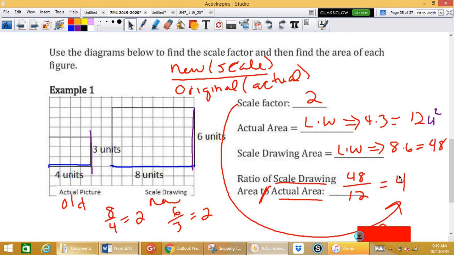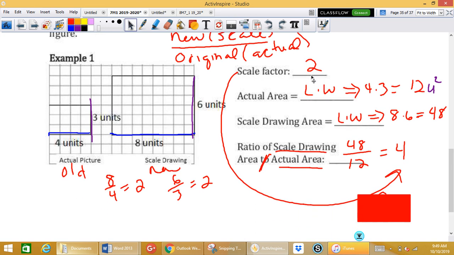Now the ratio of the scale drawing to the actual, so that's 48 area over 12, is 4. So how do I compare 2 to 4? And remember, we're talking about units squared. Well, how about if I square 2, and that'll give me 4.